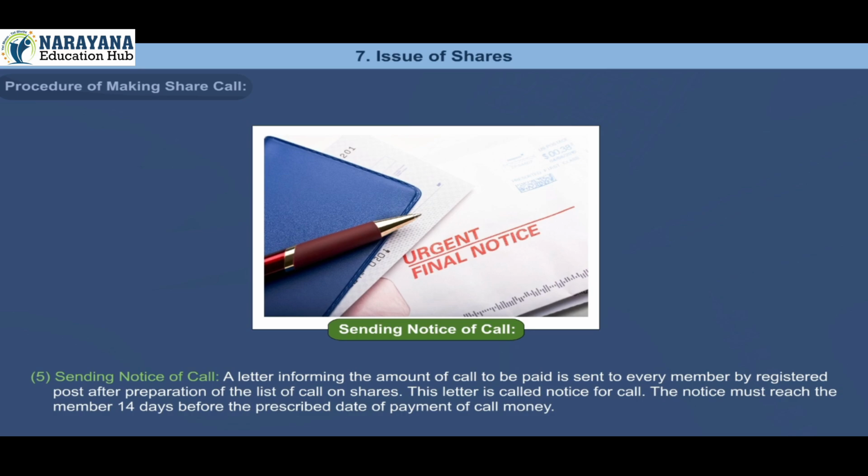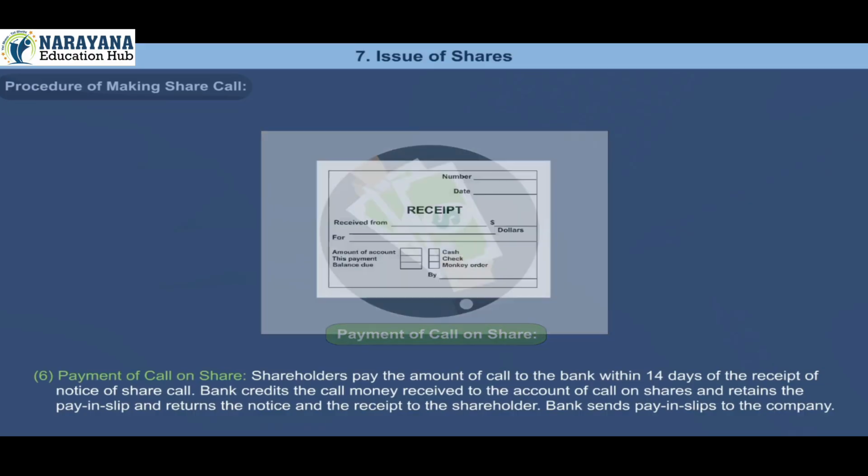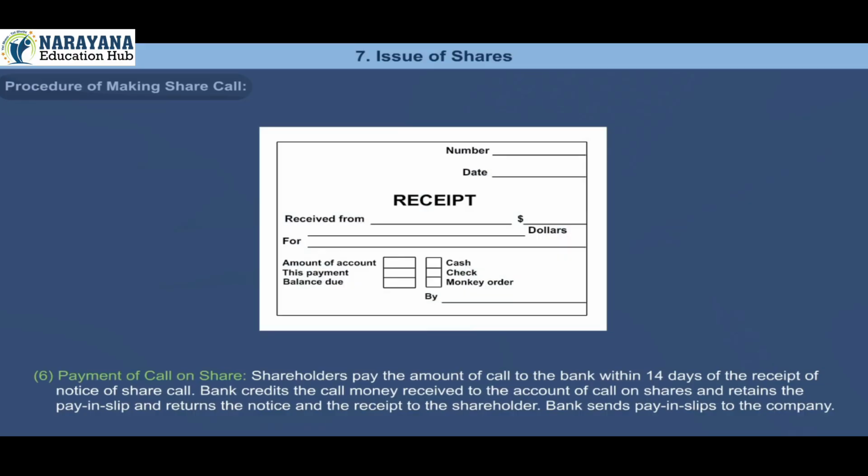The notice must reach the member 14 days before the prescribed date of payment of call money. 6. Payment of call on share. Shareholders pay the amount of call to the bank within 14 days of the receipt of notice of share call. Bank credits the call money received to the amount of call on shares and retains the pay-in slip and returns the notice and the receipt to the shareholder. Bank sends pay-in slip to the company.